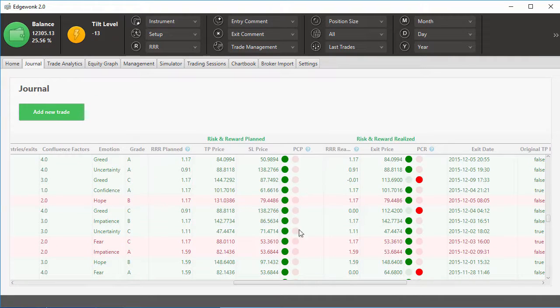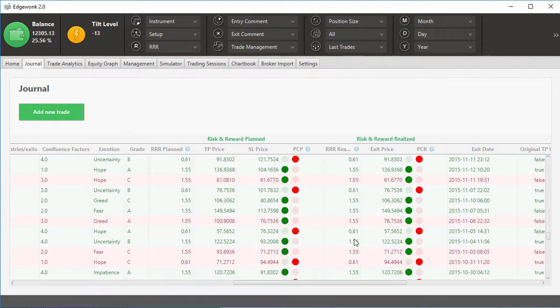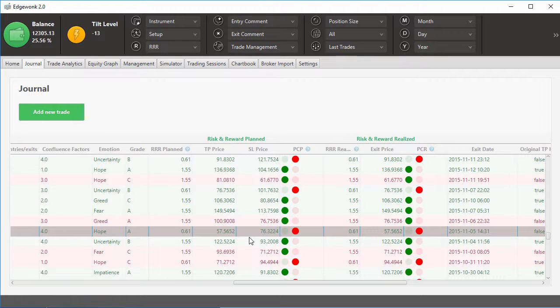So you can see right away if there is a green traffic light, it means that your reward to risk ratio is large enough for your current win rate. And if you see a red light, then it means the reward to risk ratio for such a trade was too small, and over the long term it is not advisable to take such trades. Even though you might end up with a winning trade, they should usually be avoided because the payout potential is not strong enough.